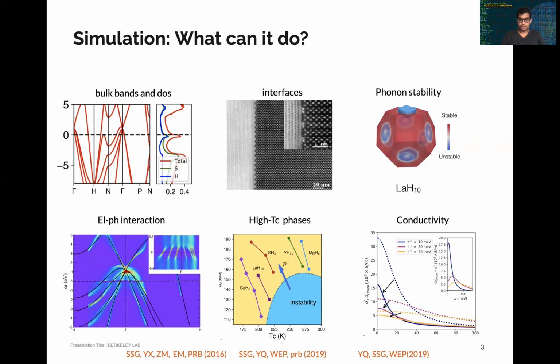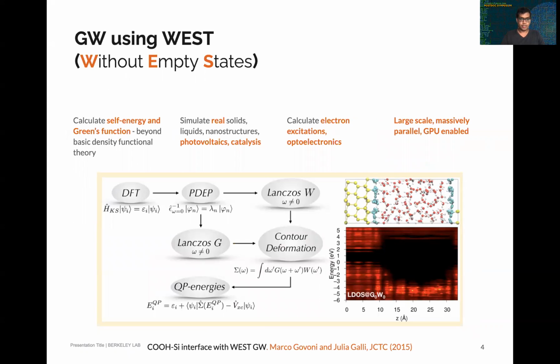So these methods in particular use something called EPW, electron-phonon Wannier, which is a complicated method, but not as complicated as GW. So none of these panels have any GW results. The GW results come in the next slide, using specifically a code called WEST.